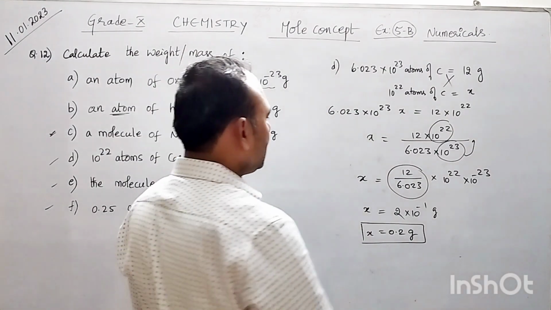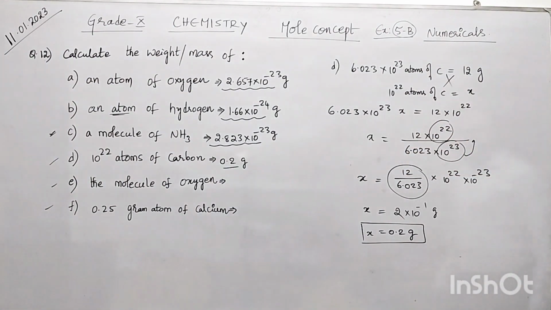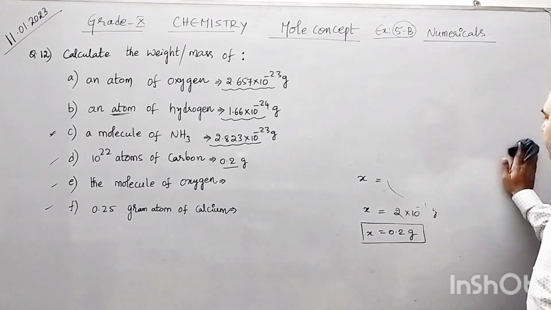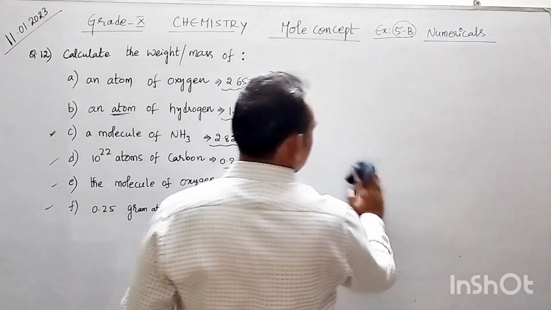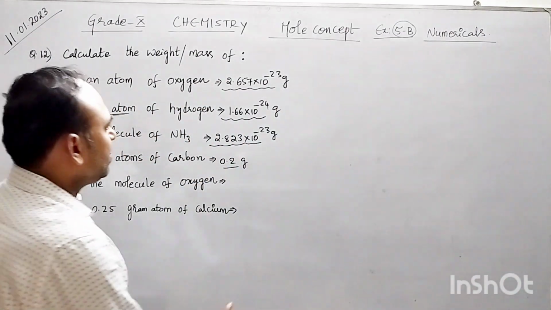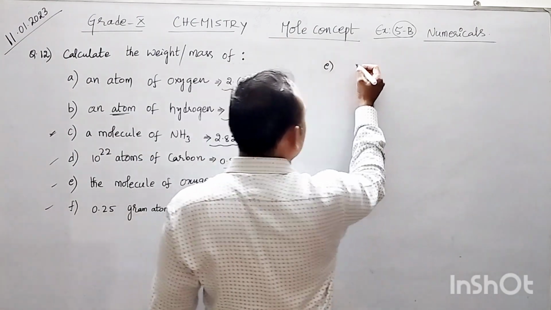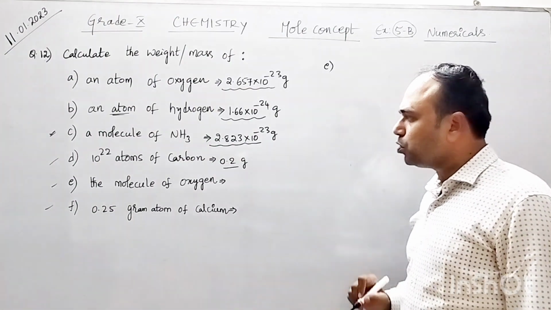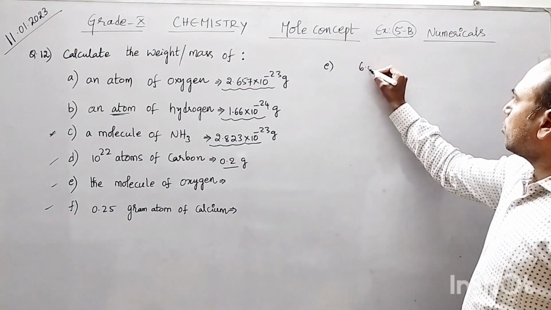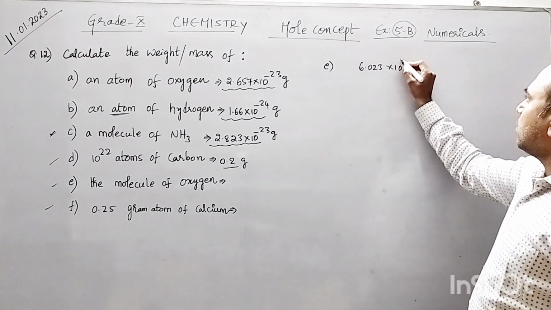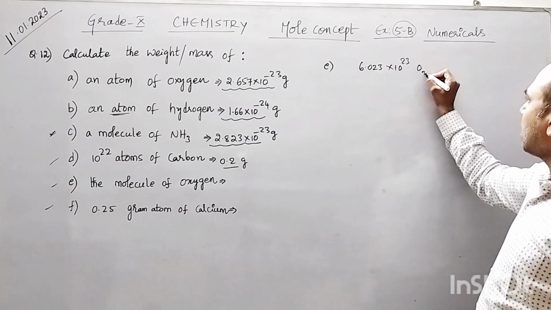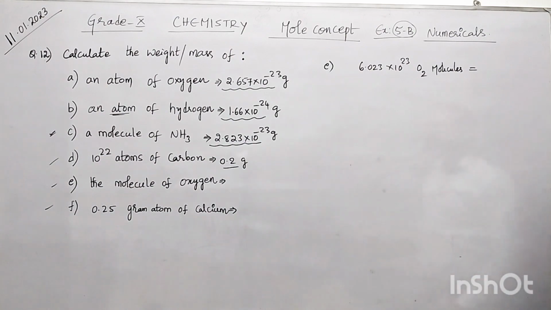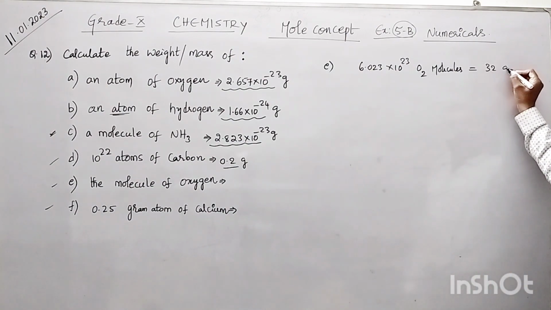So let us calculate E. Make a note of this. Now if you consider E, that is nothing but oxygen, they are asking Avogadro number. So one molecule they say, so one molecule is nothing but O2. So we can take it like this, 6.023 into 10 to the power of 23 oxygen molecules. What will be the mass of this? That is nothing but 32 grams.